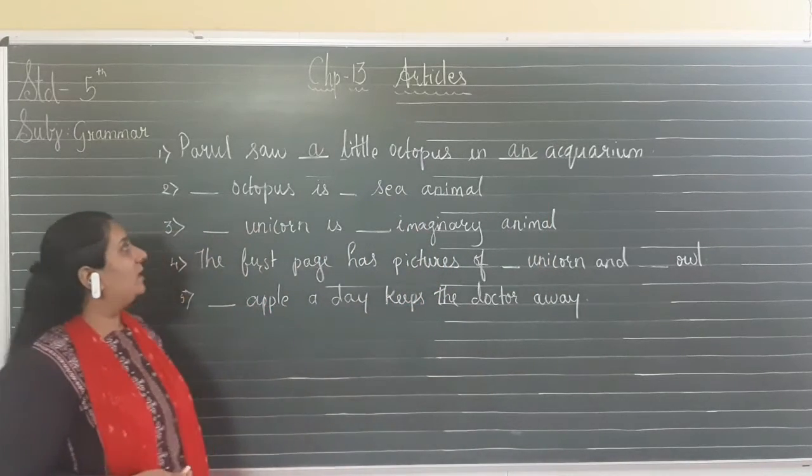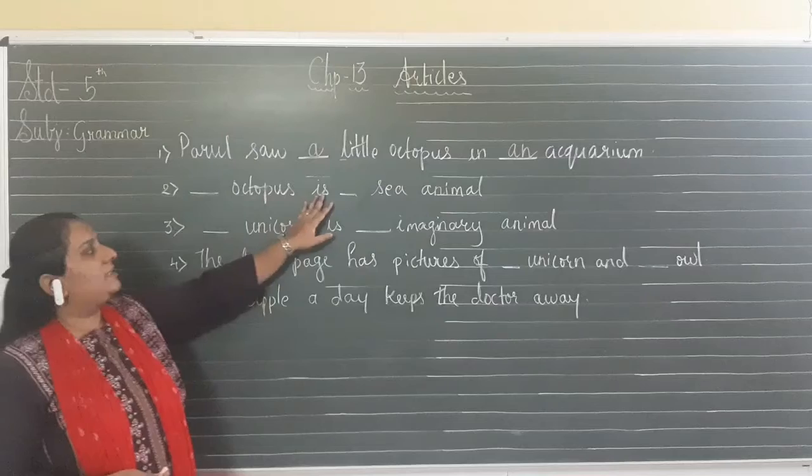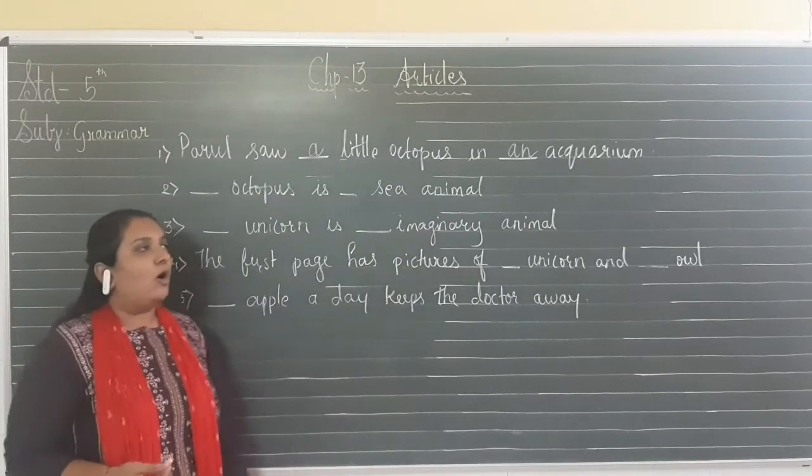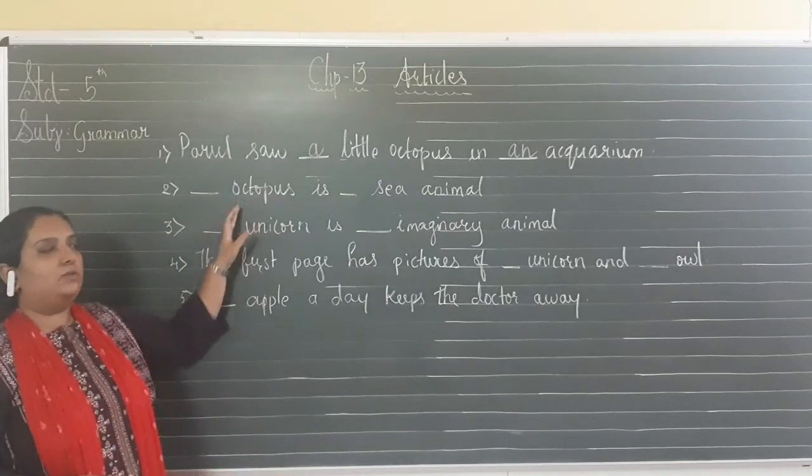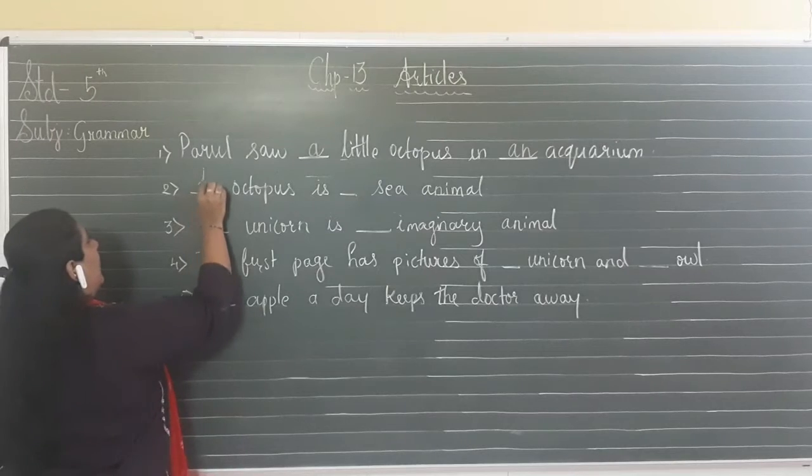Let us look at the second one. Dash octopus is dash sea animal. Octopus, vowel sound. So we will use article an.